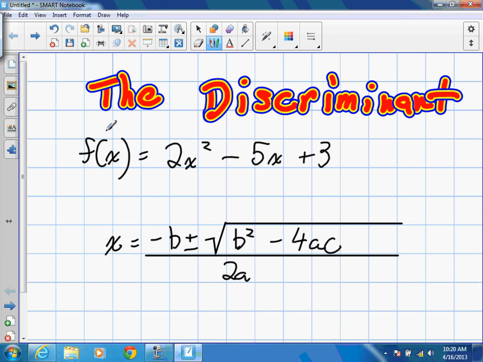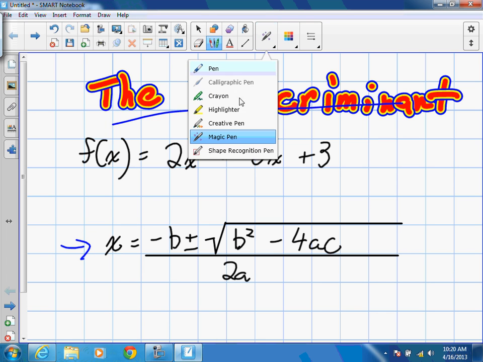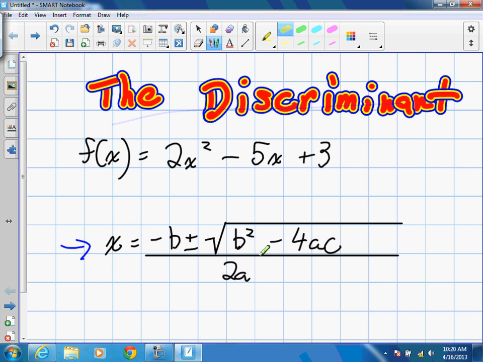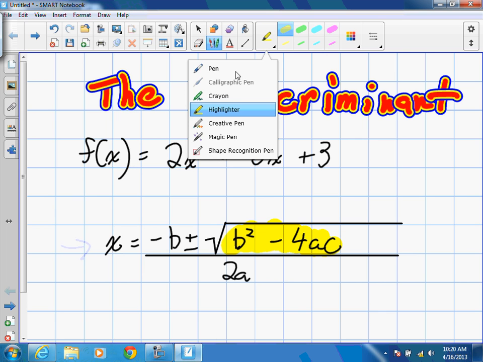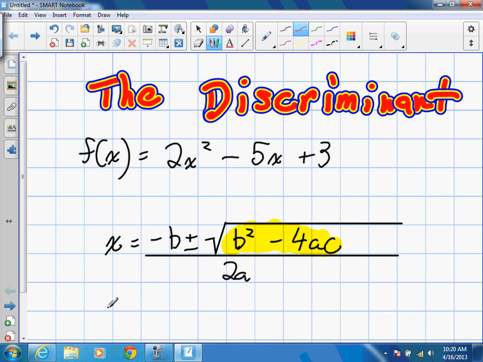Today we're going to go over the discriminant. And the discriminant is actually a section of the quadratic formula. Now, they show it sometimes in different ways in the book. Our discriminant here is going to be equal to b squared minus 4ac.